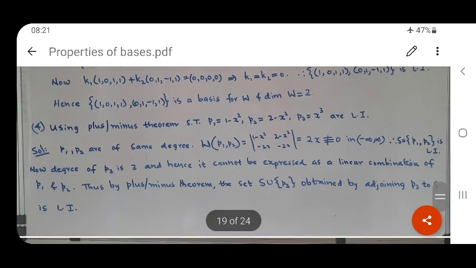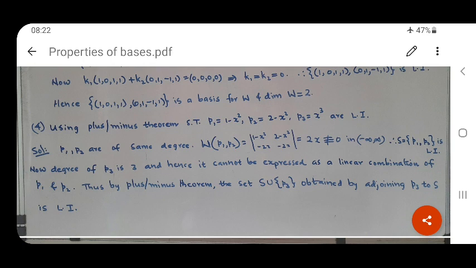Then another problem: using the plus or minus theorem, prove that the polynomials 1 minus x square, 2 minus x square and x cube are linearly independent. P1 and P2 are of the same degree. So P1 and P2 may be expressed as a linear combination of each other, and since P1 and P2 are of degree 2, P3 cannot be expressed as a linear combination of P1 and P2. The degree of P3 is 3 and hence it cannot be expressed as a linear combination of P1 and P2.